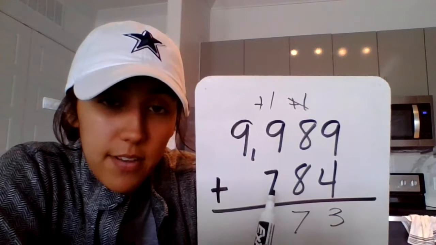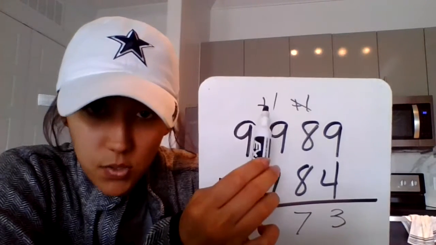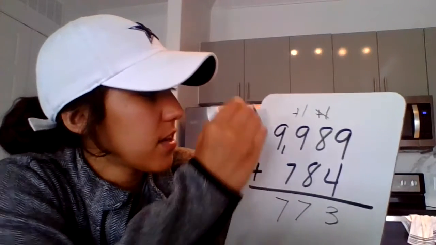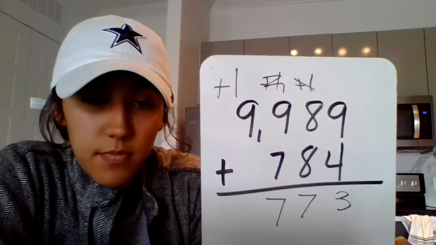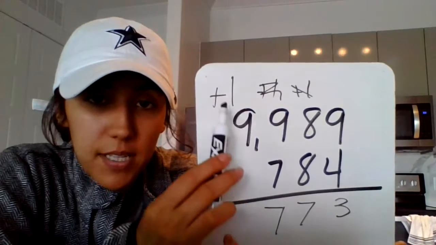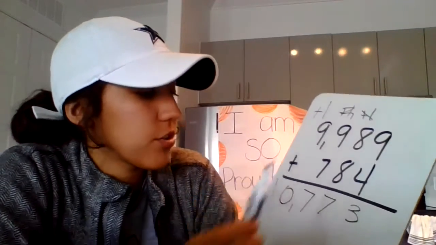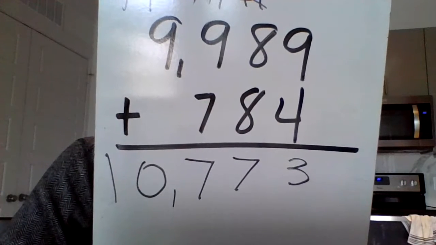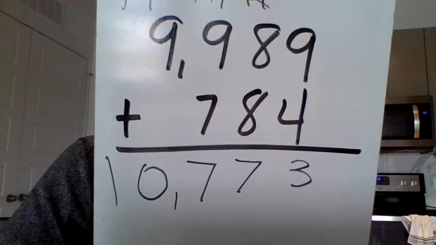9 plus 7 equals 16 plus 1, 17. Drop the 7, carry the 1 onto the next place value. And 9 plus 1 equals 10. Boys and girls, your final answer is 10,773.